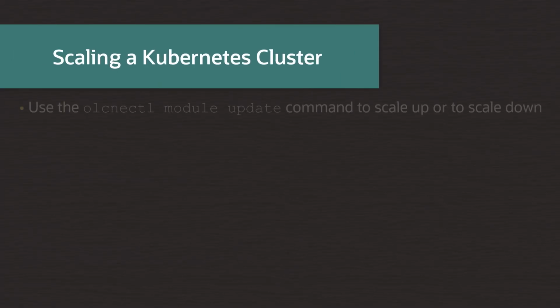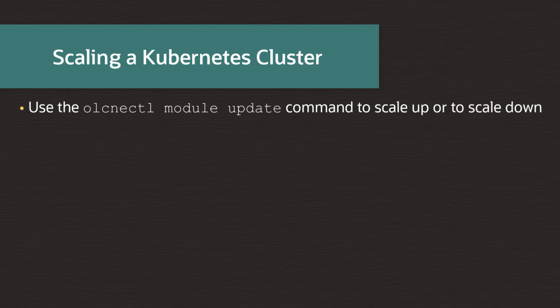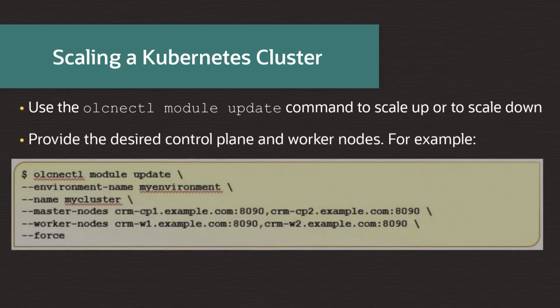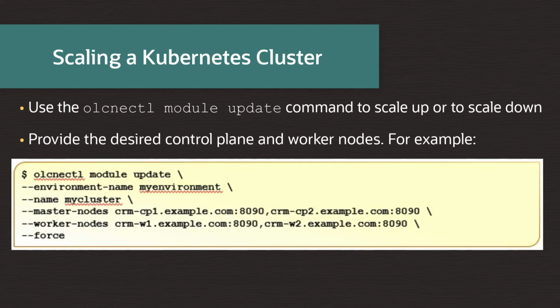Finally, use the olcne-ctl module update command to scale up or to scale down. Provide the desired control plane and worker nodes. Include port 8090 for each node. Without the --force option, you are prompted to confirm the module update command. The example shown on the slide results in a 2 control plane, 2 worker node Kubernetes cluster.